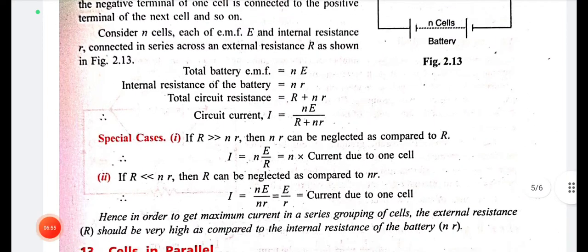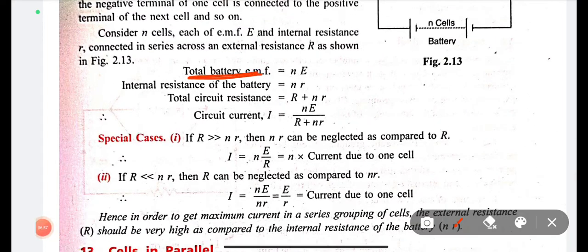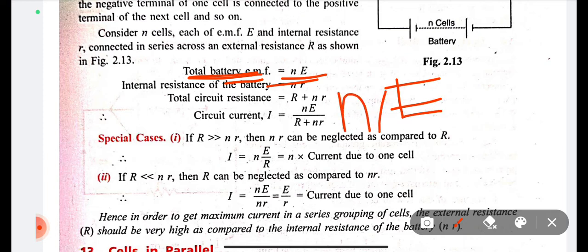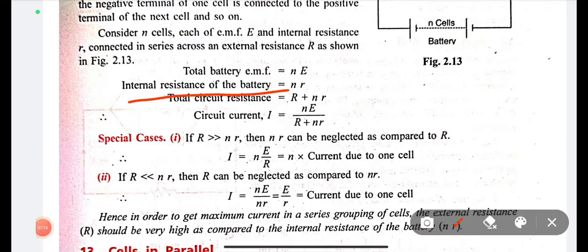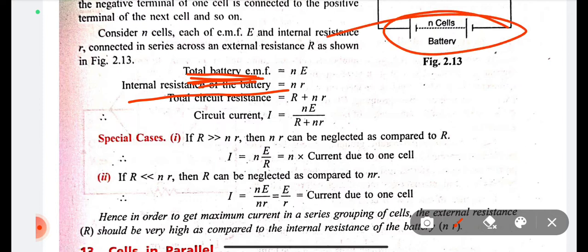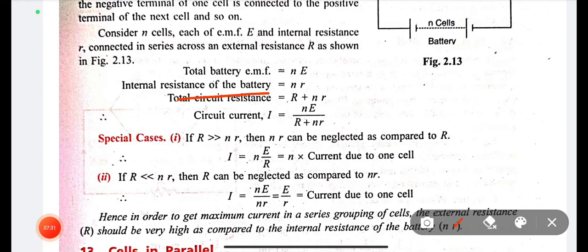First of all, when cells are connected in series, the total EMF is equal to N into E, because one cell has EMF E, but if we connect N cells, then the EMF is N into E, right? Here we say total battery EMF, because a number of cells together is known as a battery. So total battery EMF is N into E, and the total internal resistance of the battery is N into R, where R is the internal resistance of one cell.